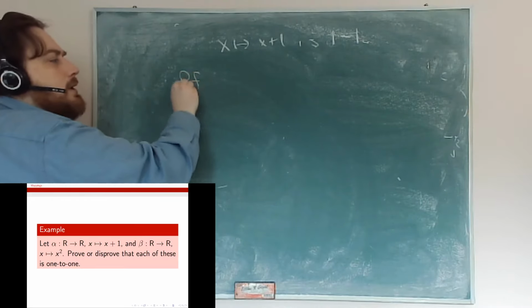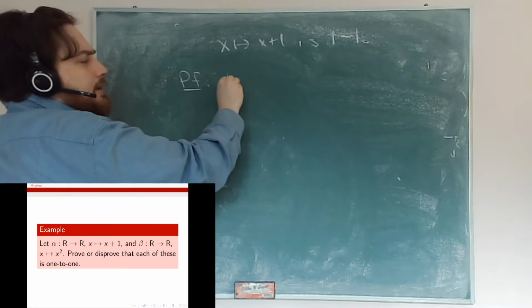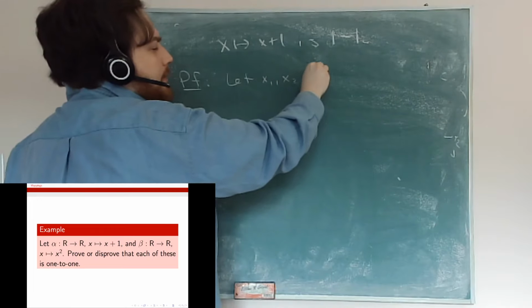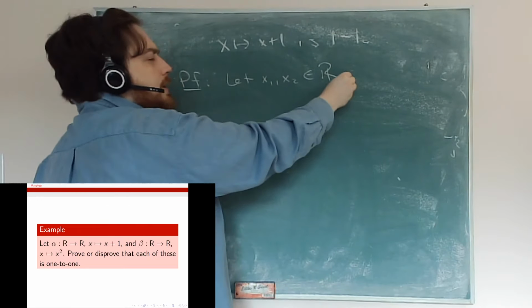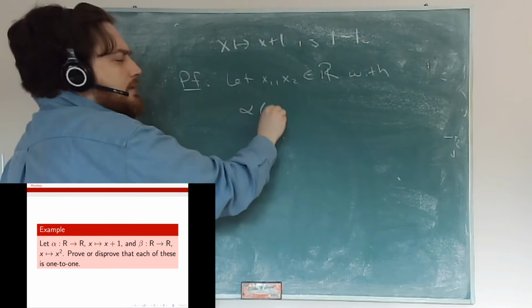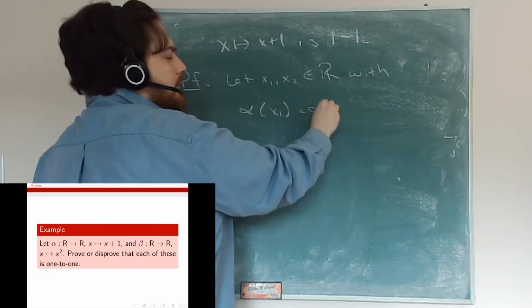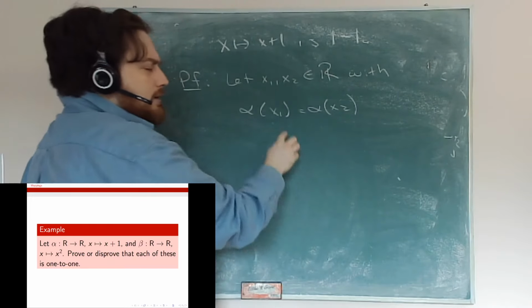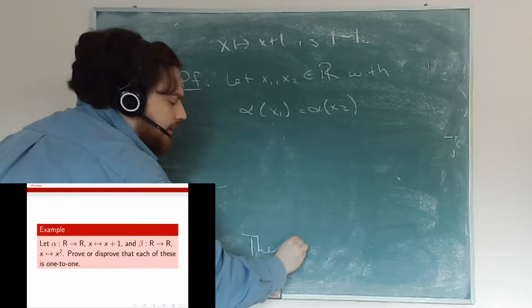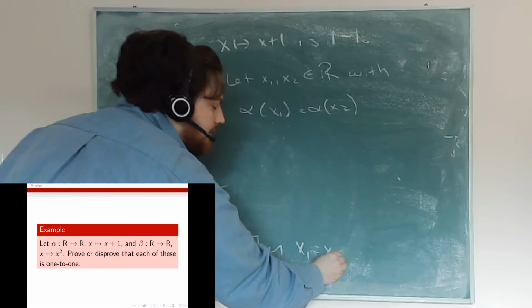And my proof is going to look like: let x1 and x2 be in the domain, which in this case is the set of real numbers, with alpha of x1 equal to alpha of x2. So we assume that the images are the same, and what we have to do is show that then x1 is equal to x2.